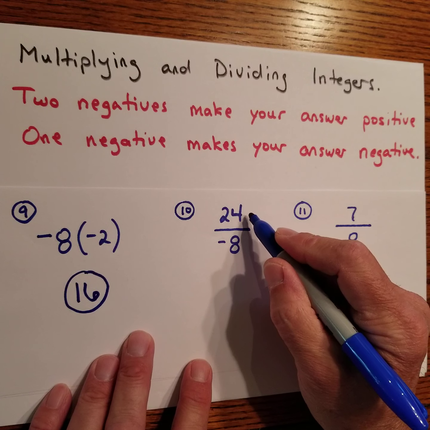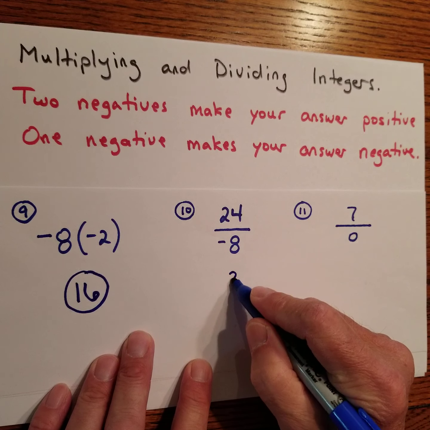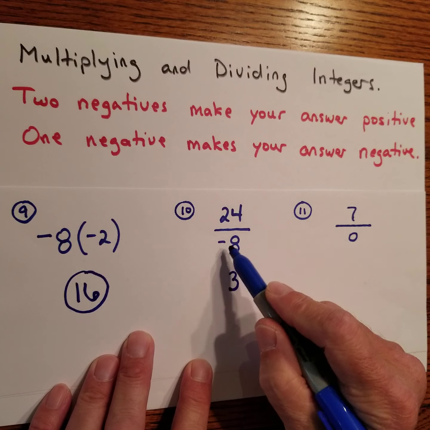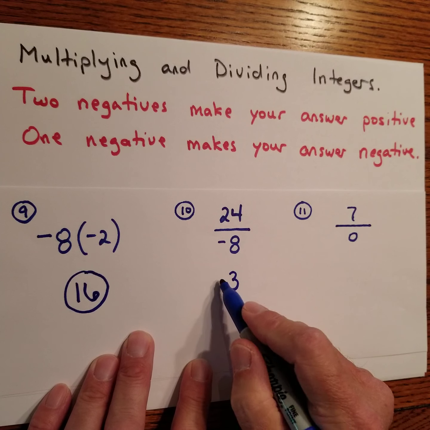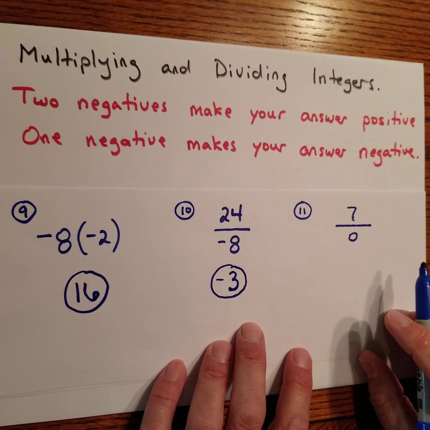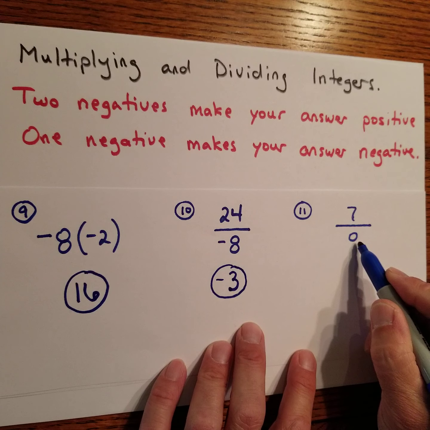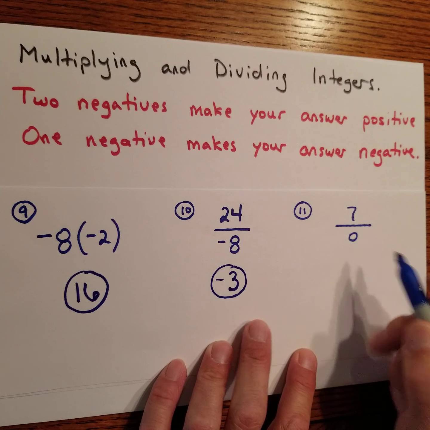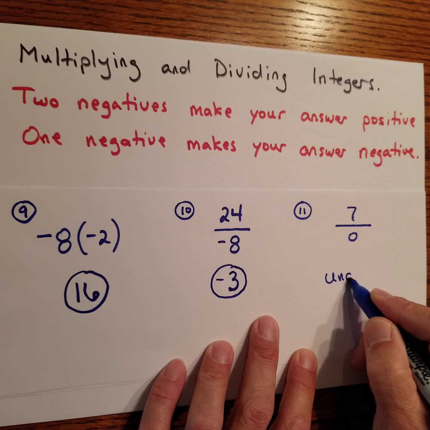In number 10, 24 divided by 8 is 3. And if I have one negative, it makes my answer negative. In number 11, I'm trying to divide by 0. That's never allowed. Any number divided by 0 is undefined.